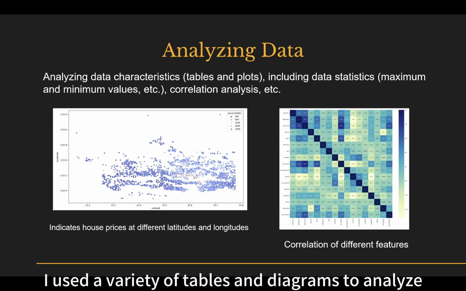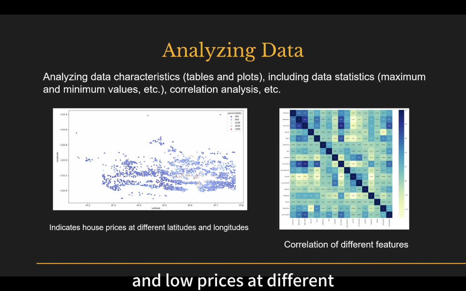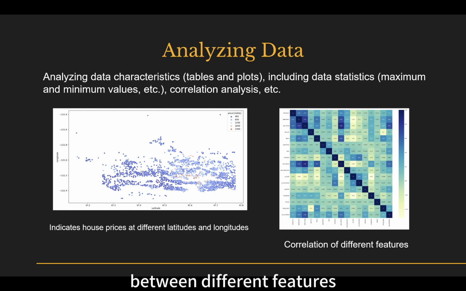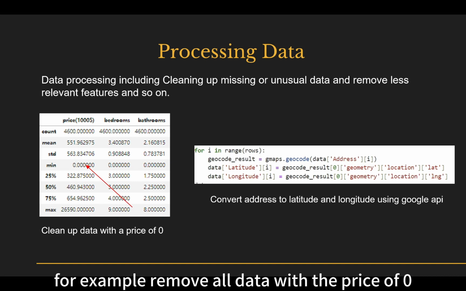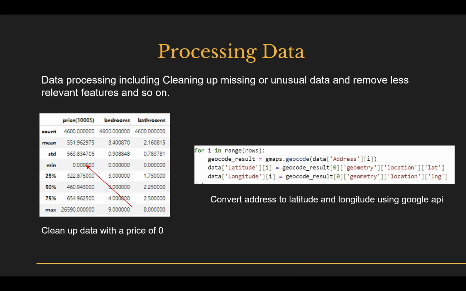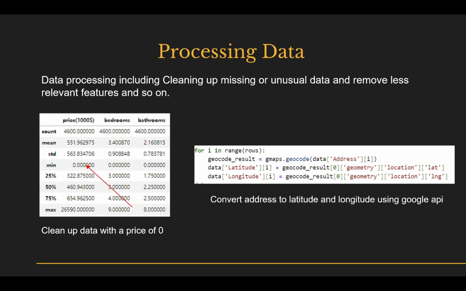I used a variety of tables and diagrams to analyze the data. For example, the first heat map in the figure shows the high and low prices at different latitudes and longitudes. The second diagram shows the correlation between different features. Modify the data based on the results of the analysis. For example, remove all data with a price of 0, convert address strings to longitude and latitude using the Google API to make it possible to train with the model.